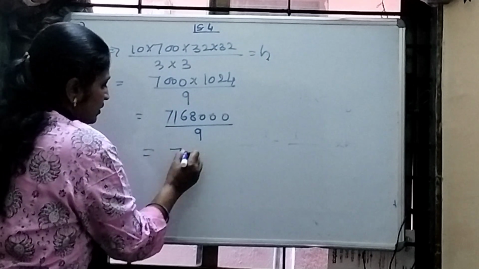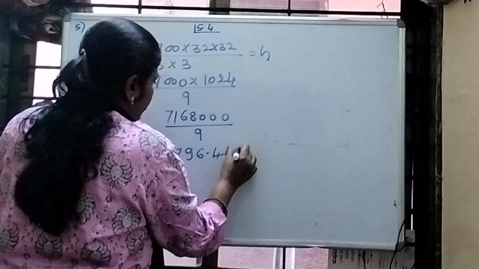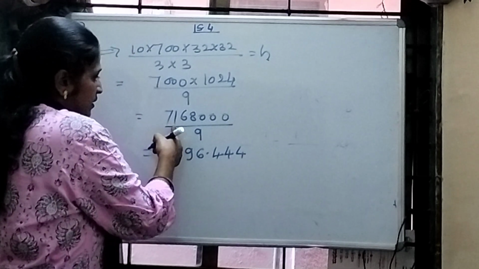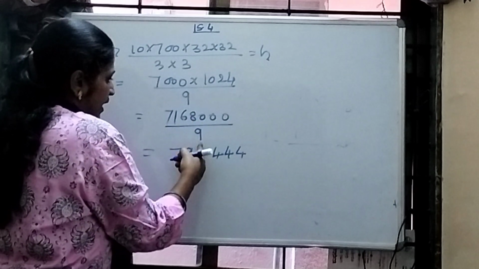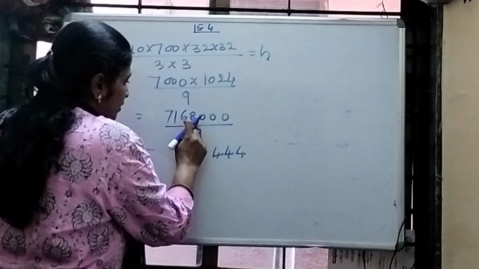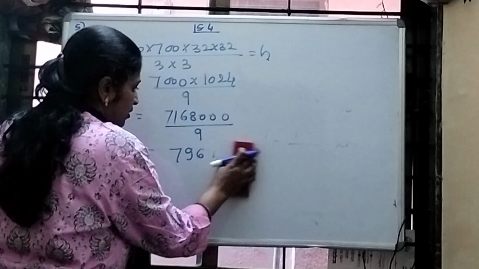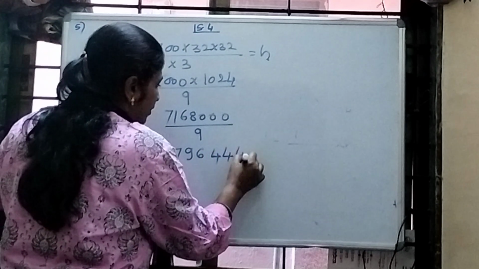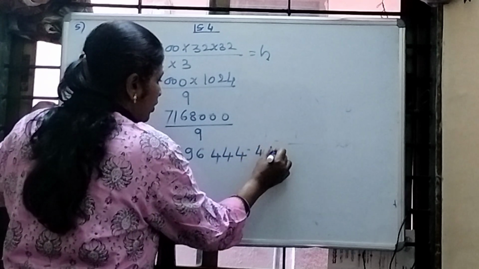So if you divide by 9, 7 9s are 63, so 8 remains, 86. 9 9s are 81, so 58. 9 6s are 54, 4 remains. So 40, 9 4s are 36, again 9 4s are 36, again 9 4s are 36. So this comes 0.44, it continues.